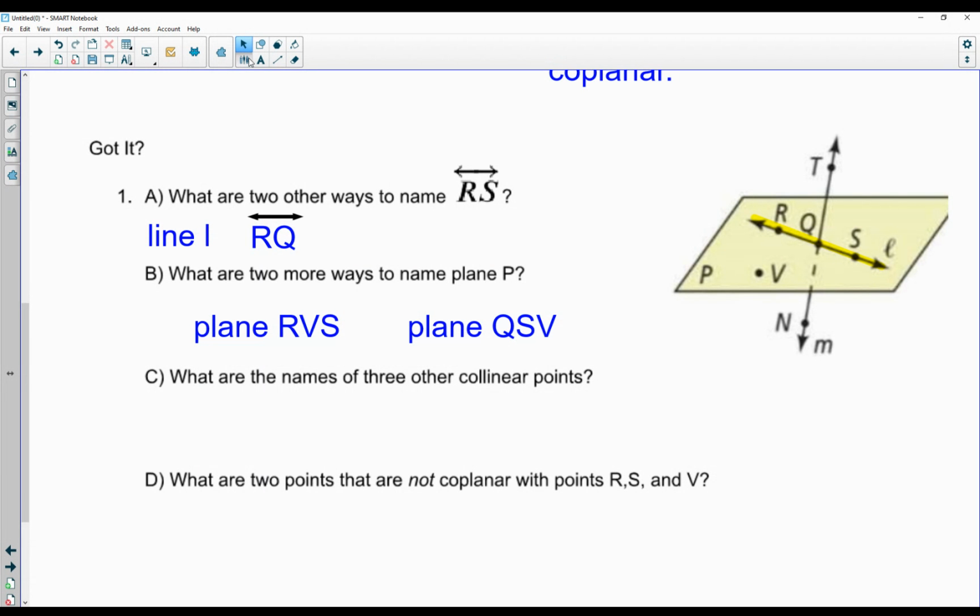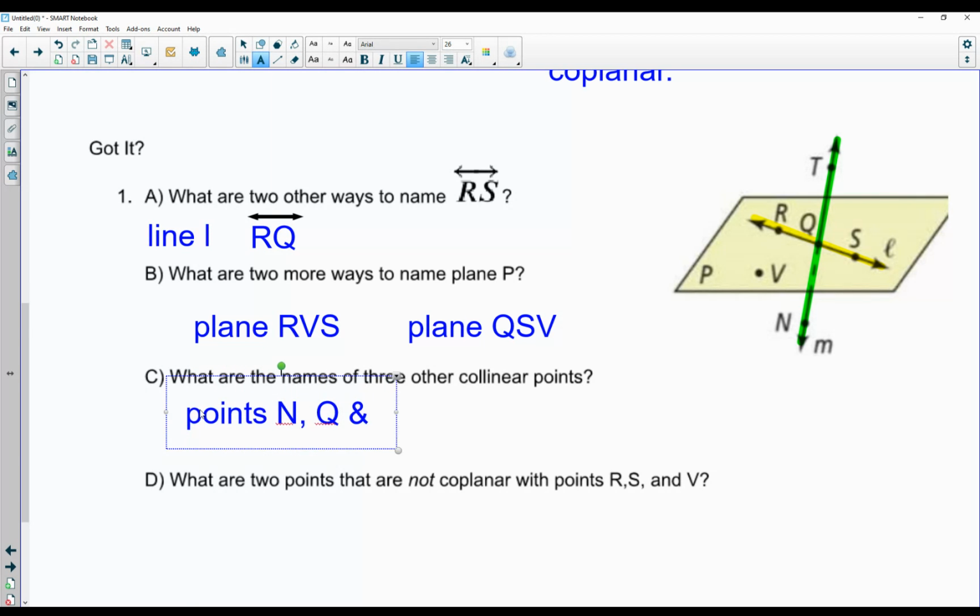So where's my other line? So for that, I have this line. The other line I had was line M. So your other three collinear points would be points N, Q, and T.